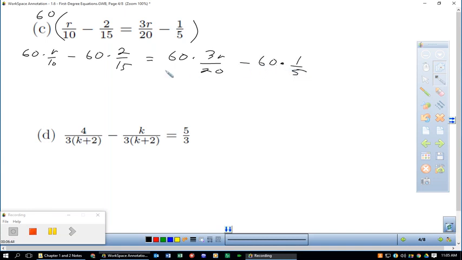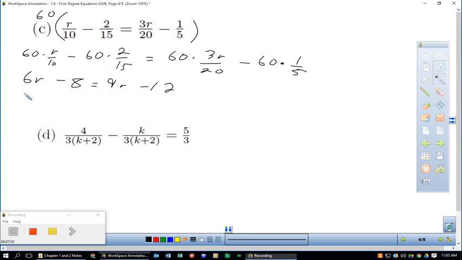Now, clearly, a lot of these are going to reduce. In fact, all of them are going to reduce. That was actually the point of using 60. So this turns into 6r. That's 4, so minus 8. That's 3, so 9r. And that's 12, so minus 12. So it reduces down to one of our multi-step equations.